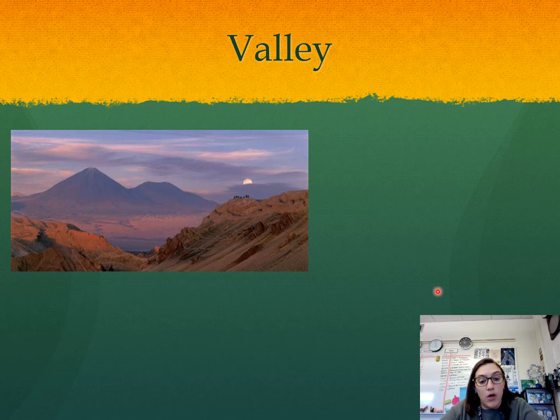Our next feature also has to do with mountains, but it's the space between the mountains. So when we have multiple mountains in a row, the space between them is called a valley. New subtitle, valley.